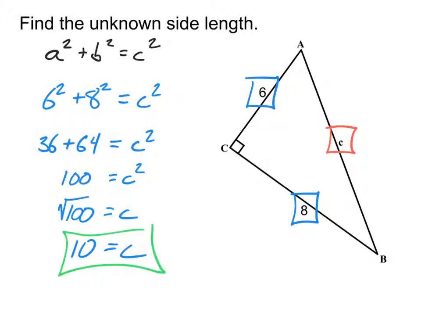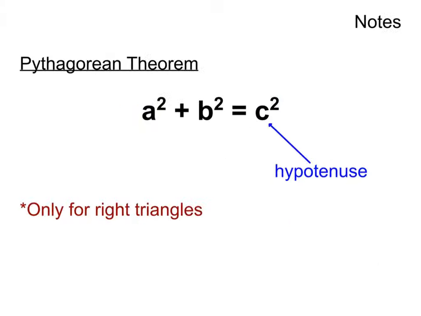If you didn't remember this whole a squared plus b squared equals c squared right off the top of your head, if that was not automatic for you, it should be. This should be a formula that you know and you can use a lot, so write it into your notes if you did not already know that.